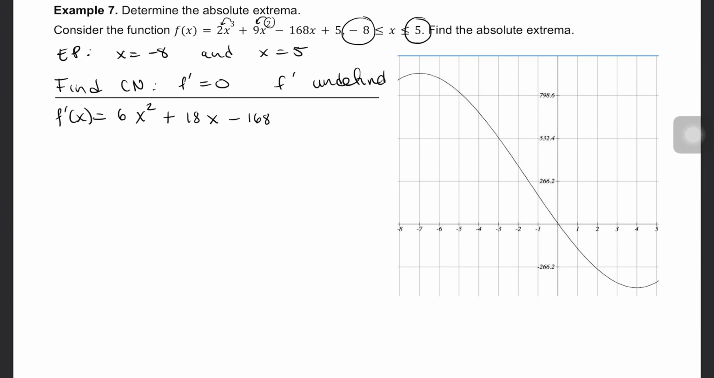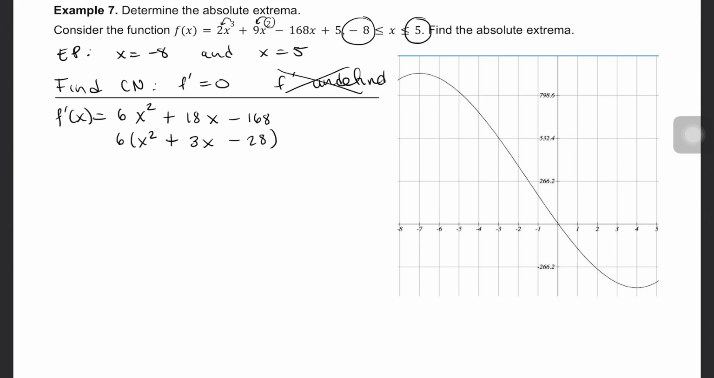We can see that this is clearly a polynomial, so there are not going to be any critical numbers from the derivative being undefined, because this is never going to be undefined. So let's find the critical numbers. We're going to set this equal to 0, but the best way to do this is first by factoring as much as we can. In this case, we're going to factor out the 6, and that's going to leave us with 3x here and minus 28. So we factor the 6 from the 6, from the 18, and from the 168.